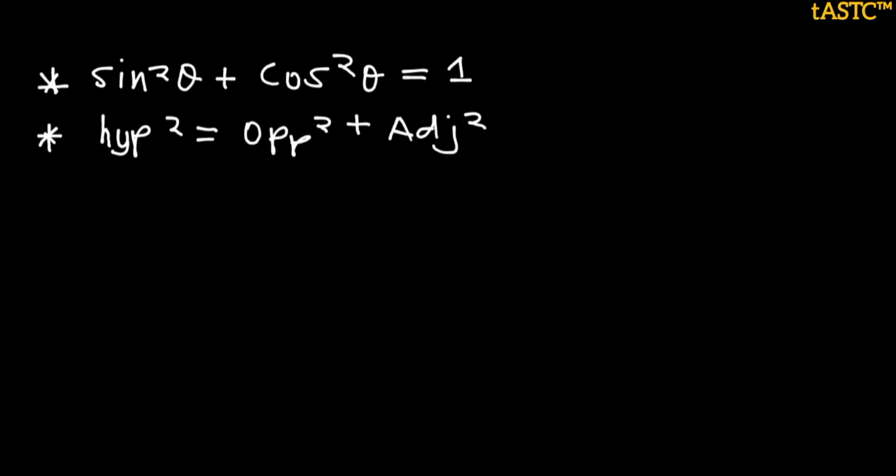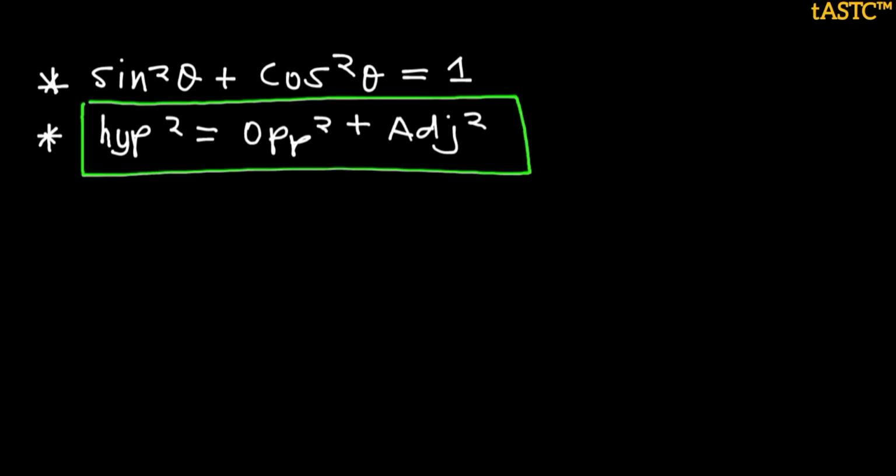Or rather, I should say squared individually. That is the opposite squared plus the adjacent squared. Now you can only use this equation if you have a right angle triangle. So you just need to hold that at the back.